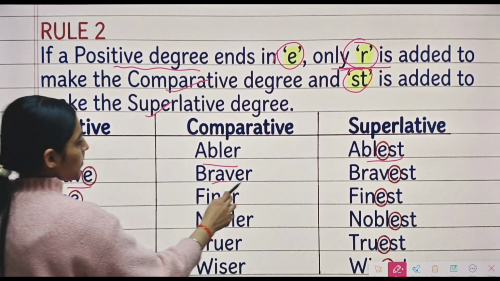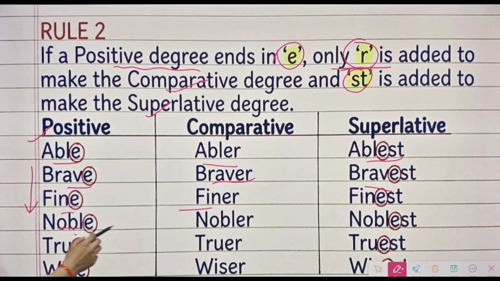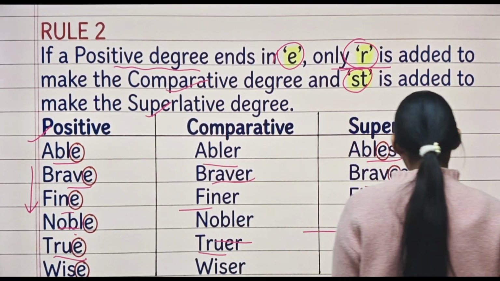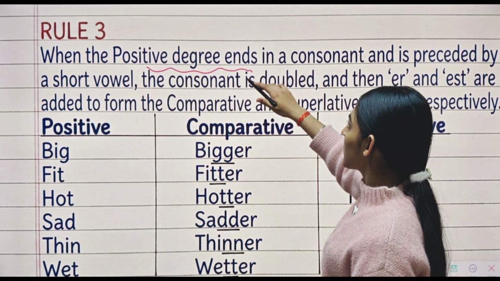Then we have brave, braver, bravest. Fine, finer, finest. Noble, nobler, noblest. Then we have true, truer, truest. Wise, wiser, wisest. Alright.